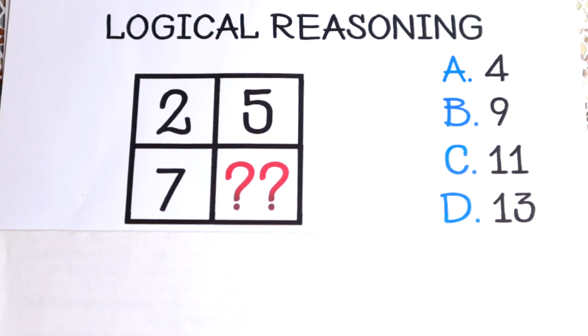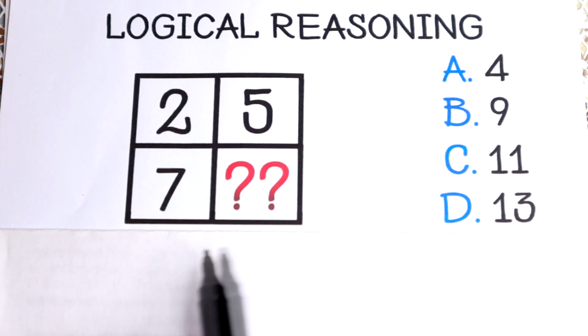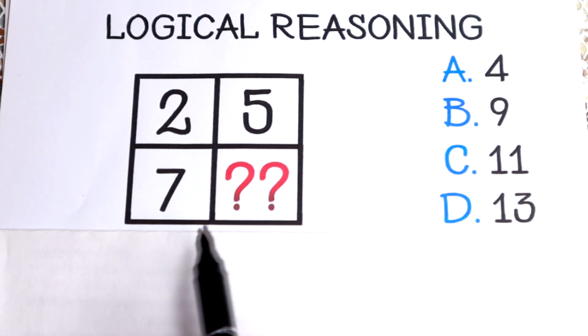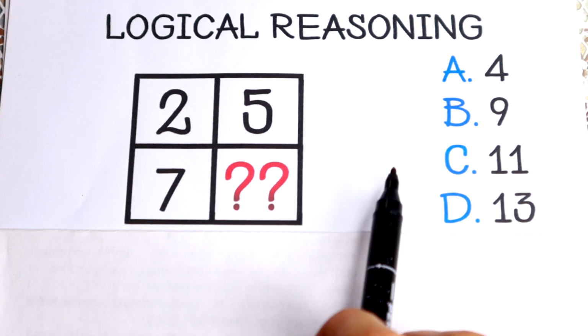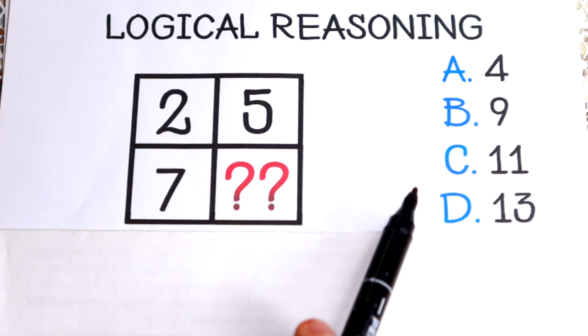And let's start with this interesting brain problem today. We need to find the last number in these boxes. We have 2, 5, 7, and we need to find the last number. Right here on the right hand side we have a lot of options. We have 4, 9, 11 and 13.